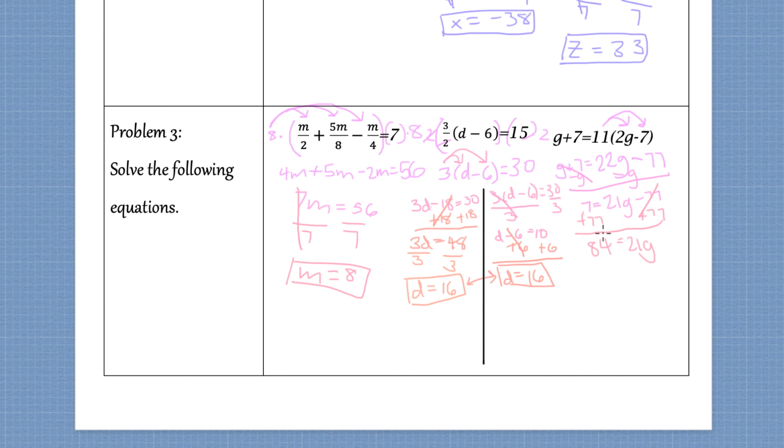Our last step is going to be to get this g completely alone, and so we're going to divide this by 21, and then divide the other side by 21, and so 84 divided by 21 gives us 4, which is equal to 21g divided by 21 gives us just g. And so this says 4 is equal to g, or we can rewrite that as g is equal to 4. And that is our answer on this last one.